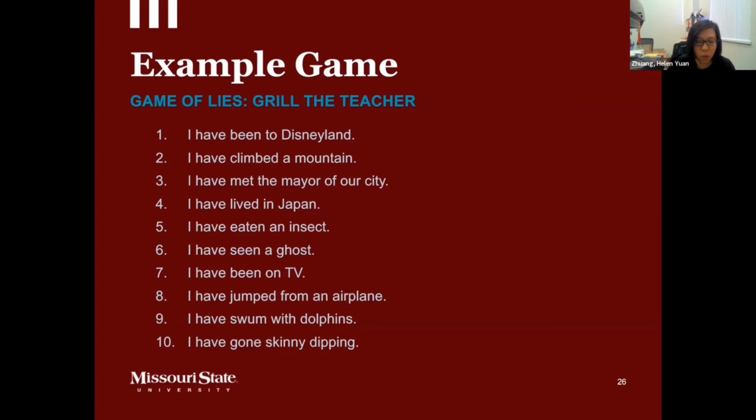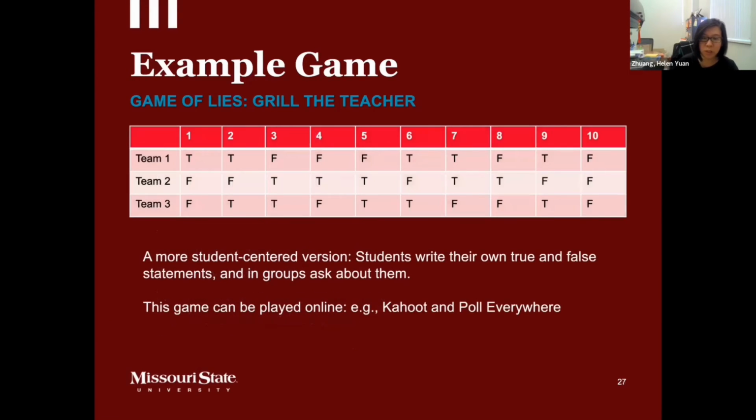Okay. So the groups can ask about any of the claims and ask as many questions as they can in the allotted time. Okay. The groups then have 5 minutes to determine which claims are true and which are lies. The teacher could put a chart on the board, which is shown in the slide here. Okay. So you can take the tally of the results. The group with the most correct answers is the winner.